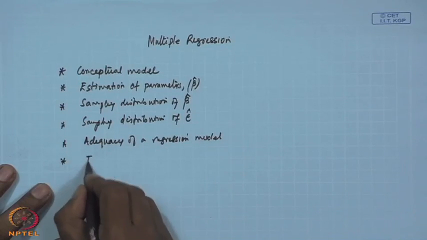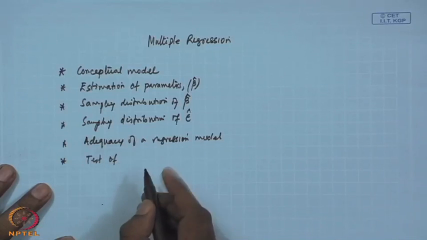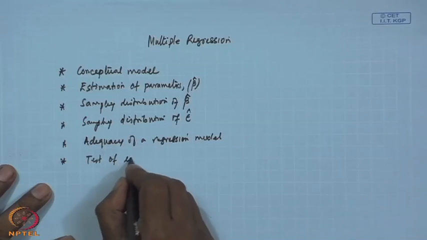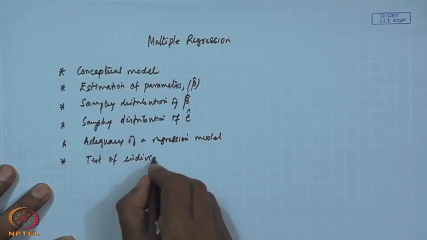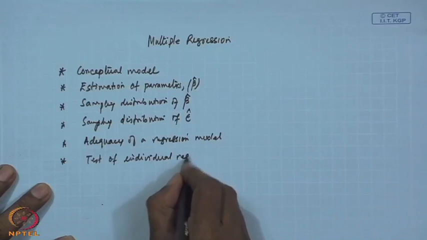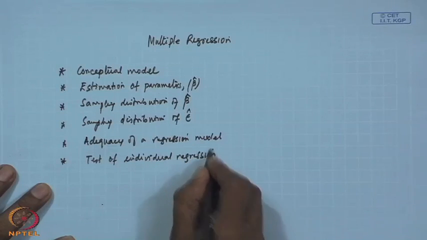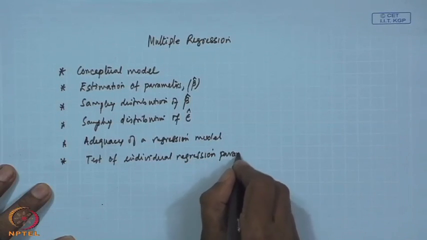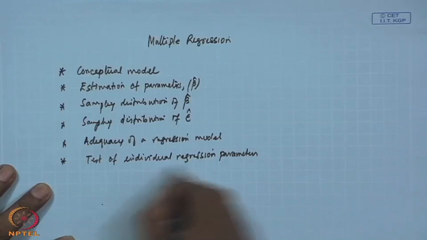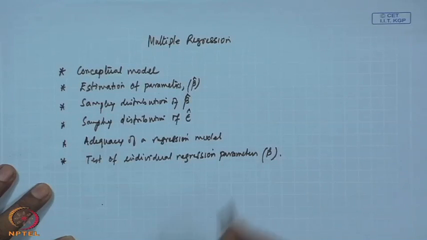Then we go for test of individual regression parameters, that is all betas.